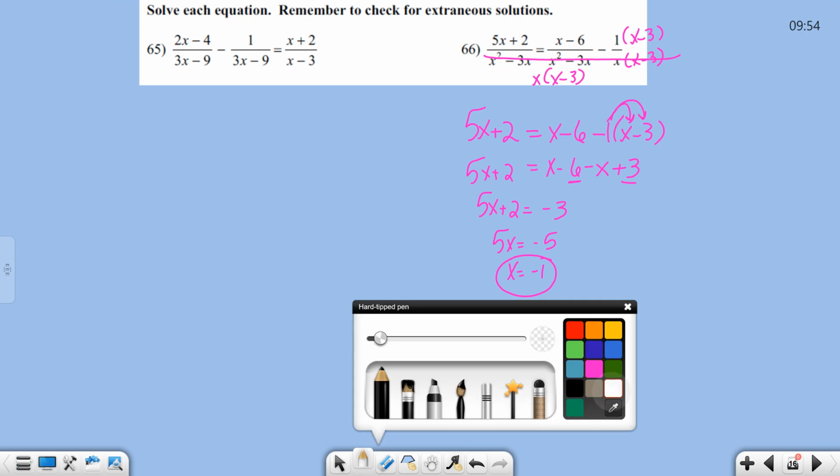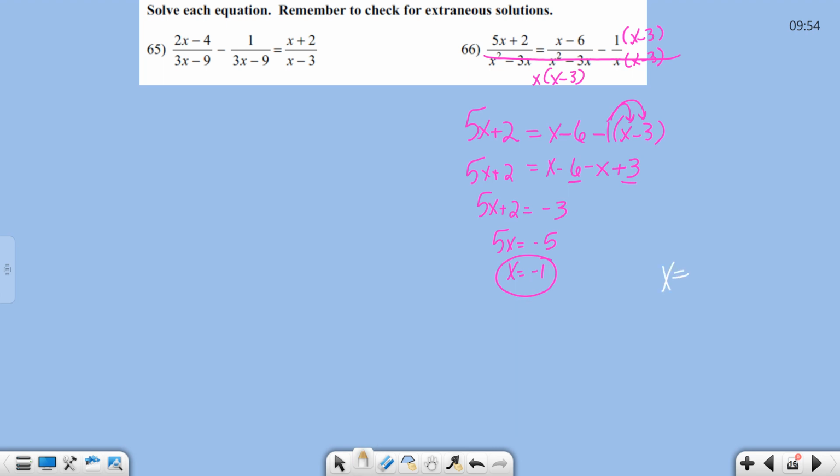How do I know it's not an extraneous solution? Well, x cannot be 0. It makes the function undefined. And x cannot be positive 3. It makes the function undefined. Those are from the common denominator, x and x minus 3. Okay, so this answer is good. Yay us. It works because it's not 0 and it's not 3.